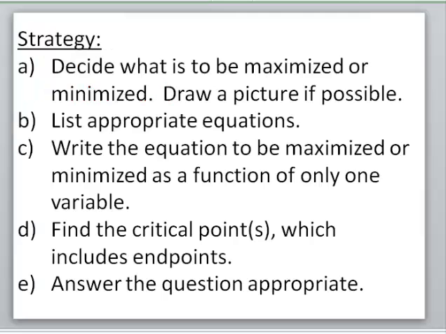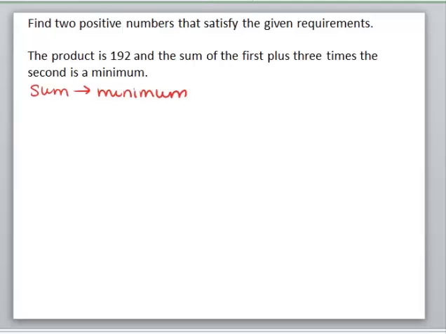That's step 1. Step 2, what's the appropriate equation? Back to this problem. I have a product of 192. I have no idea what these two positive numbers are, so I'll call them x and y. The product would be x times y equals 192. And then the second equation would be the one dealing with the sum: the sum of the first plus 3 times the second. So I'll call the first one x, and 3 times the second is y. We have no idea what that sum is, so I'll just call it s.